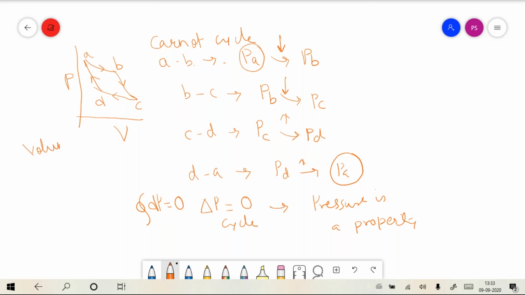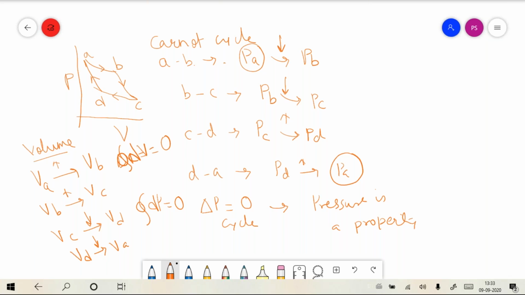Volume initially was VA, it would increase to VB, then from VB it would increase to VC, then again it will start decreasing, VC to VD, it has decreased, and again you come back to the initial volume. So delta V again is equal to 0, the cyclic integral of dV is equal to 0. Why? Because volume is a property. Cyclic integral of dP is equal to 0 because pressure is a property.